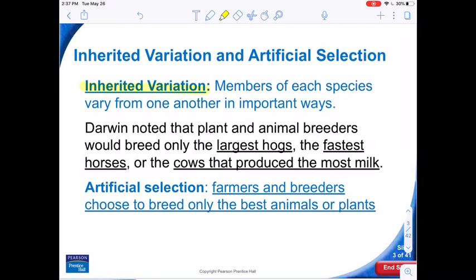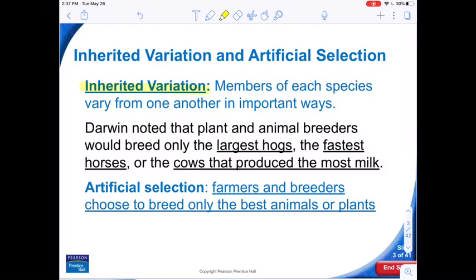All living things vary. So Darwin noted that even in plant and animal species, the farmers of the time would only breed the ones that had desirable traits. So they would breed the largest hogs or pigs, the fastest horses, and the cows that produced the most milk. They would also plant the vegetables that had the best traits, like the sweetest tasting apples or the most producing corn. All of those things were selected for.